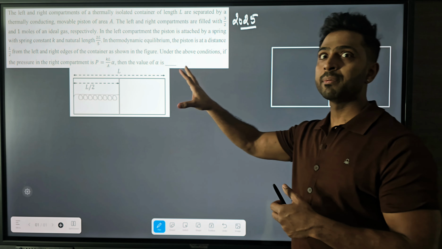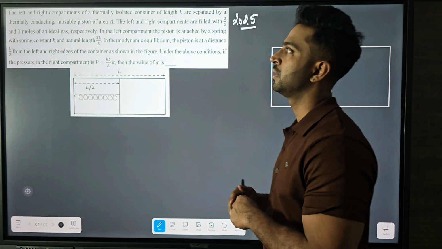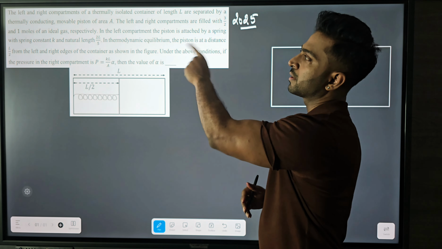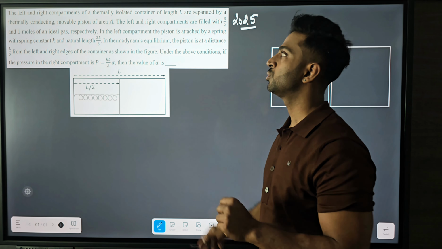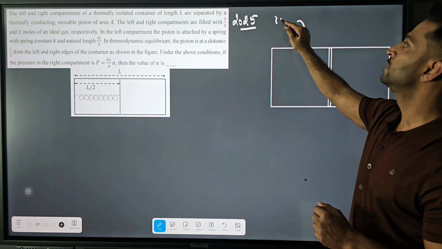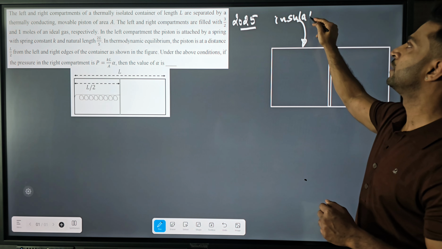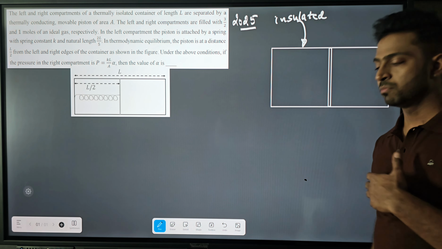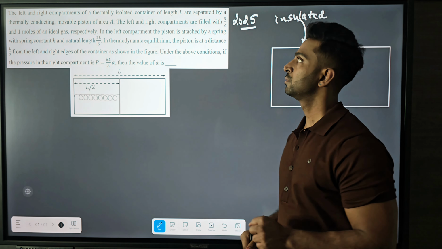अब अगर हम इस क्वेश्चन के बारे में देखें, let's first read the question. It says that the left and right compartments of a thermally isolated container. आधी चीजें ना तो क्वेश्चन की लैंग्वेज में ही होती हैं. Thermally isolated container. तो एक कंटेनर है. This container is insulated. Very big information. No heat comes in, no heat goes out.